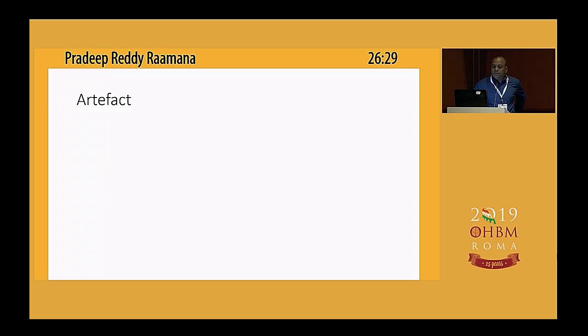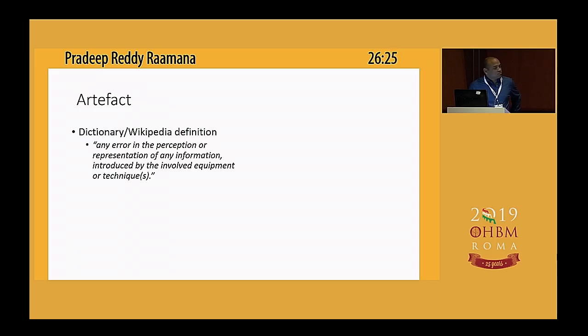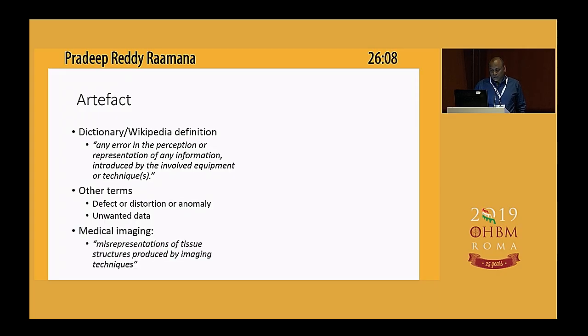Another important term, in my opinion, is artifact. It's used in different ways, mostly as any error in the perception or representation of the information. I think that's how I think about it. Or simply a defect or distortion in the data, or anomaly, or even unwanted data, so to say, right? In medical imaging, typically you're thinking about misrepresentation of tissue structures, right?